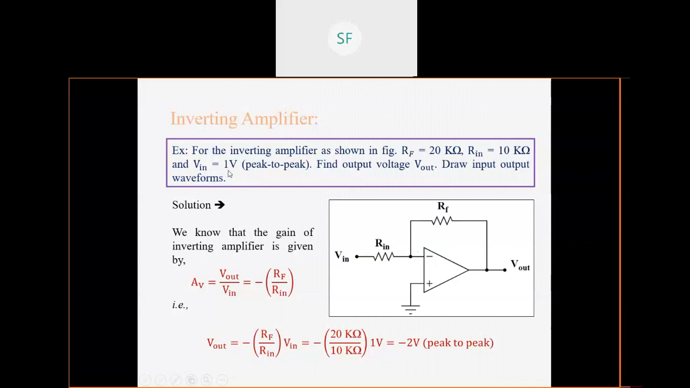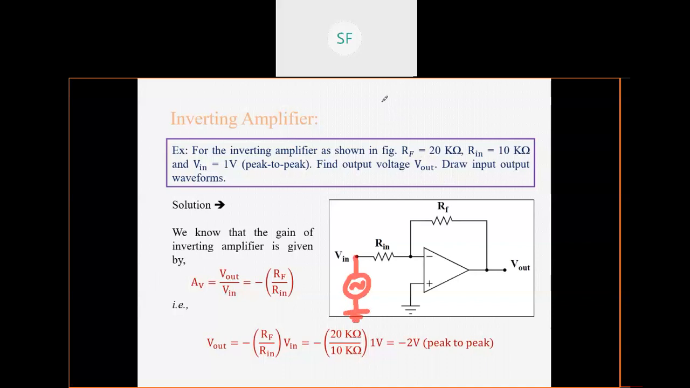And Vin is given as 1 volt peak to peak. Now we know that op amp is nothing but one amplifier. So generally the input is given as an analog signal like this. And what is the value of the input signal? It is 1 volt peak to peak.